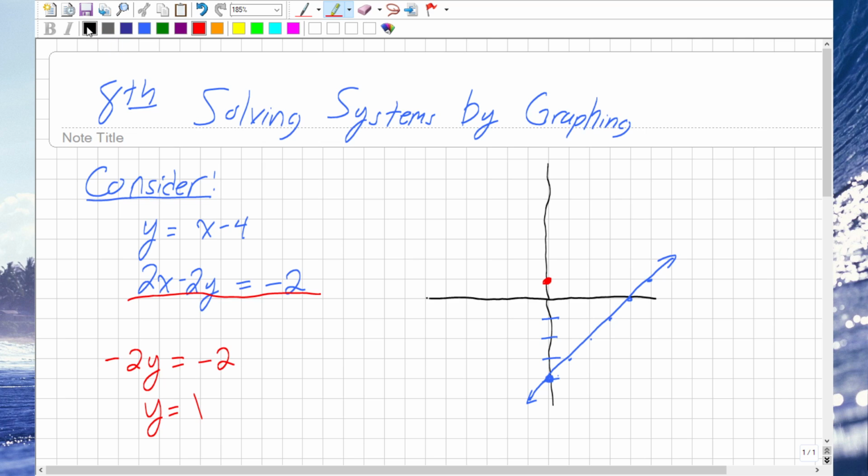Then I would cover up the other variable and see what I have. Well, now I have 2x is equal to negative 2. Solving for x, we'd have x is equal to negative 1. So I go to negative 1 on the x-axis, and I make a dot. Now, do you see what the problem is going to be?